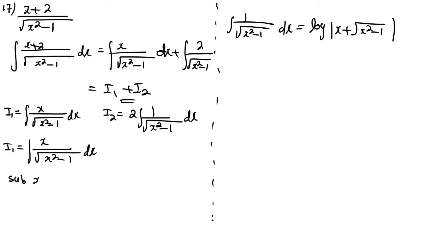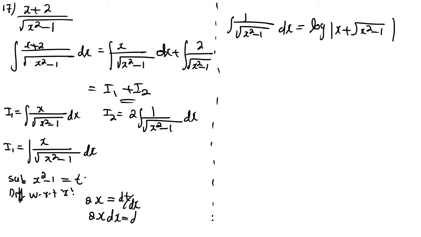Substitute x square minus 1 equal to t. Then differentiating with respect to x: differentiation of x square is 2x, differentiation of 1 is 0, and differentiation of t with respect to x is dt divided by dx. If you cross multiply, what you will get? 2x into dx equal to dt.